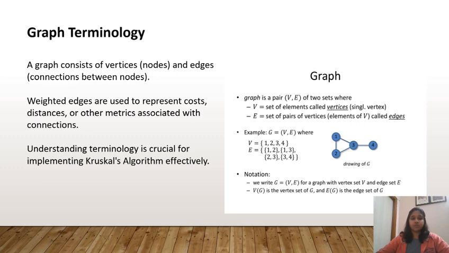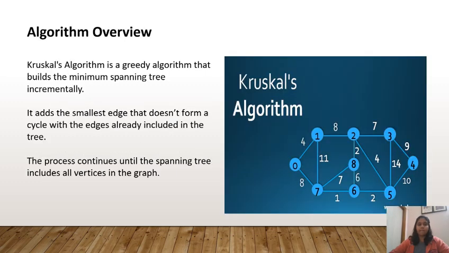Graph terminology. A graph consists of vertices, or nodes, and edges connected between nodes. Weighted edges are used to represent cost, distance, or other measures associated with connections. Understanding the terminology is crucial for implementing Kruskal's algorithm effectively.